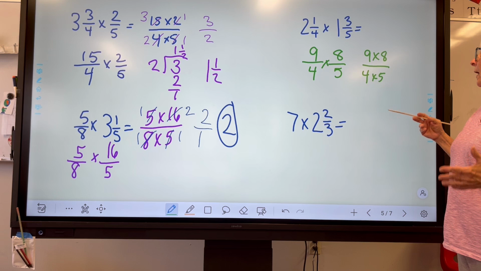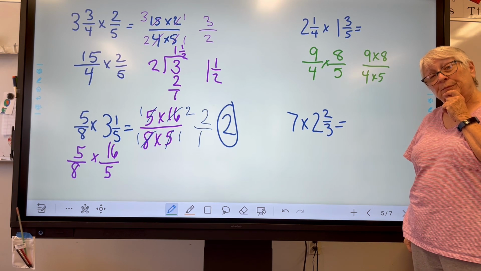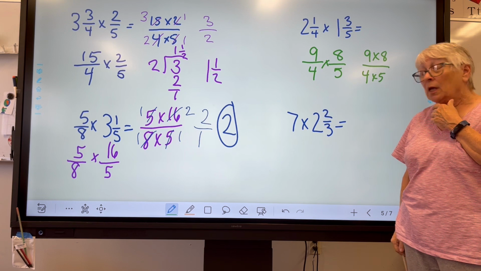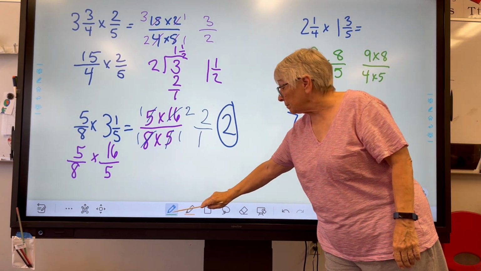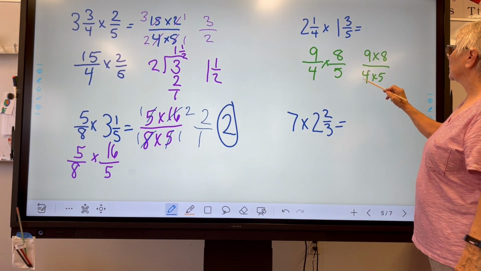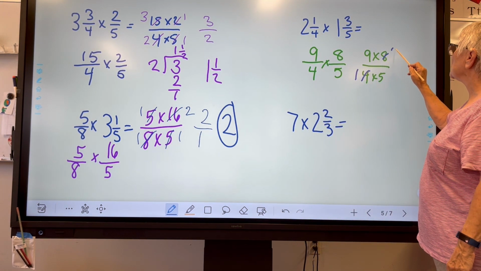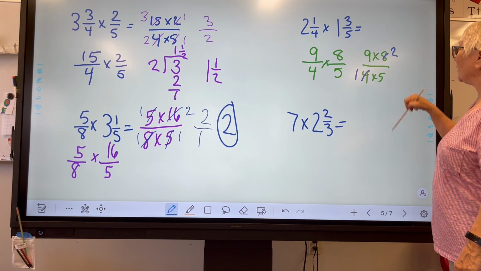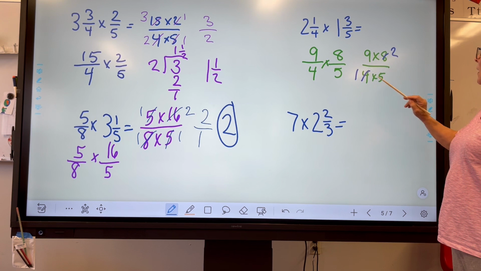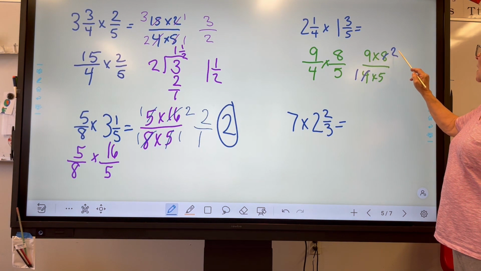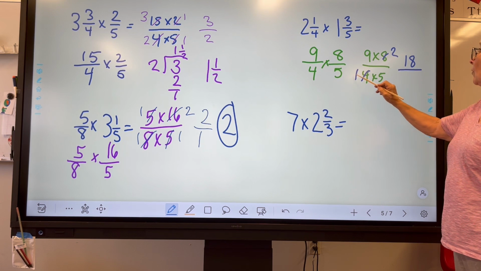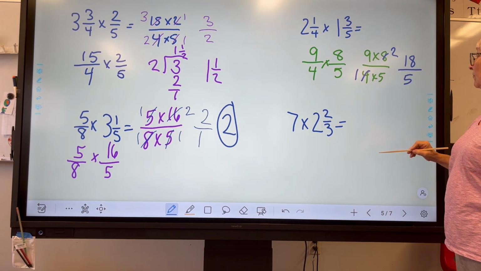Okay? Do you see any chance to pre-cancel, to pre-reduce? I do. Because I know that the 4 goes into 4 once and it goes into 8 two times. I can't do anything with the 5 and the 9 though. So I multiply across and I say 9 times 2 is 18 over 1 times 5, which is 5.